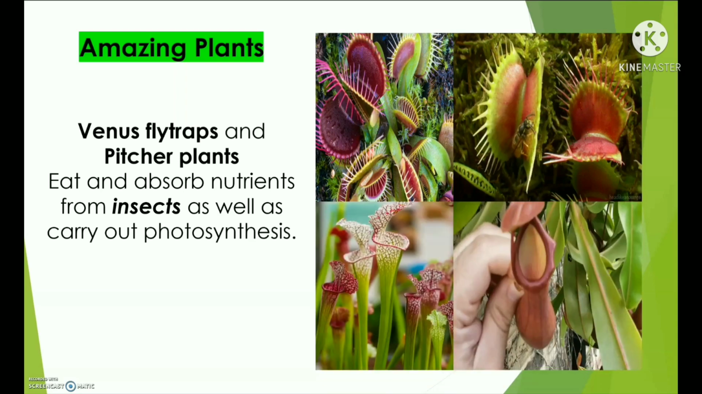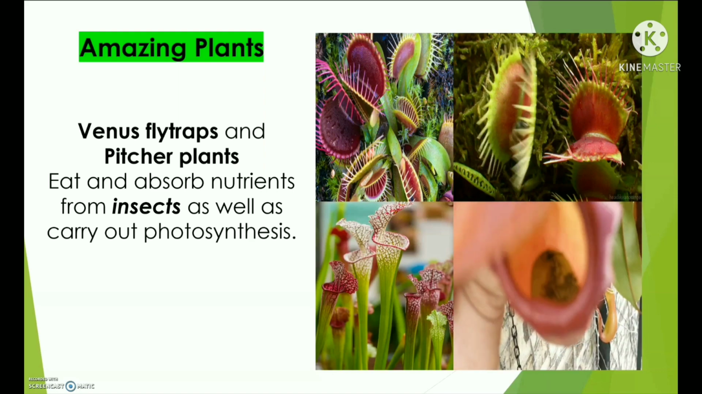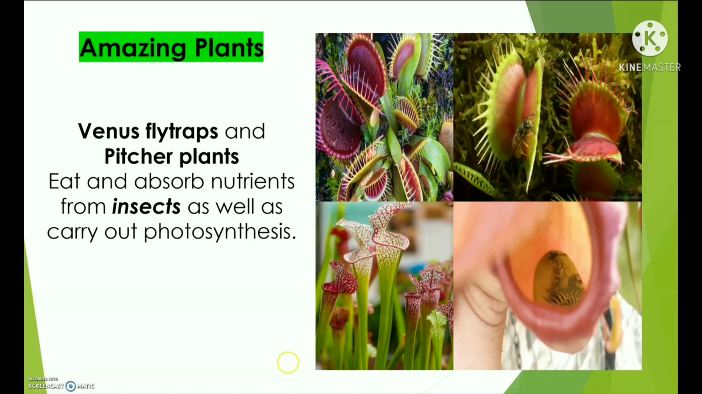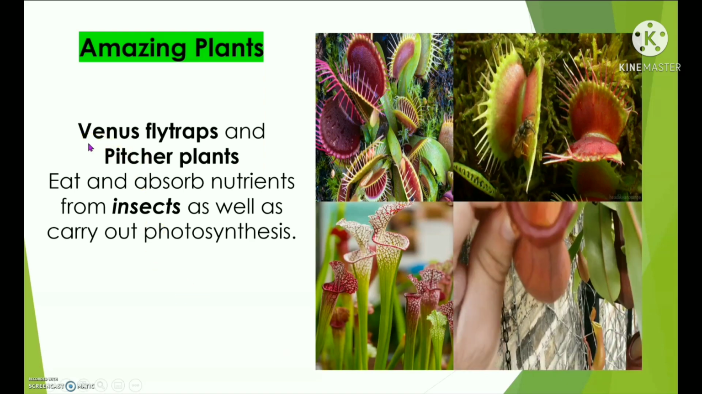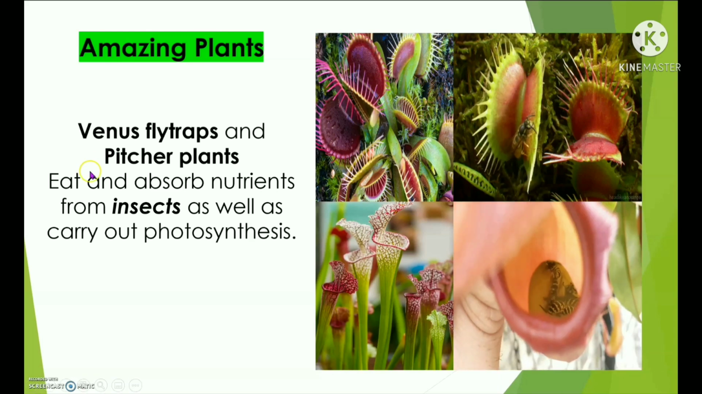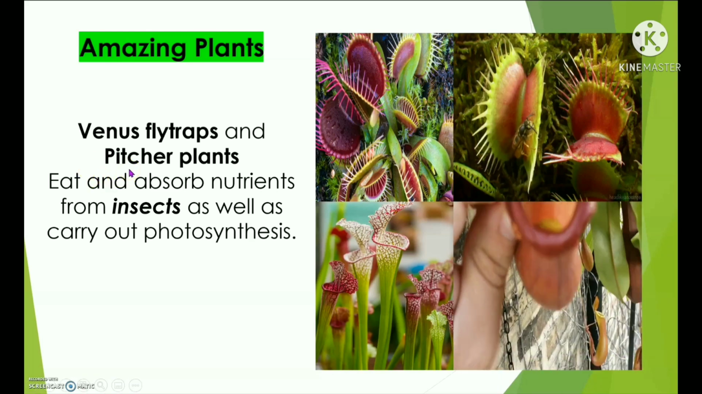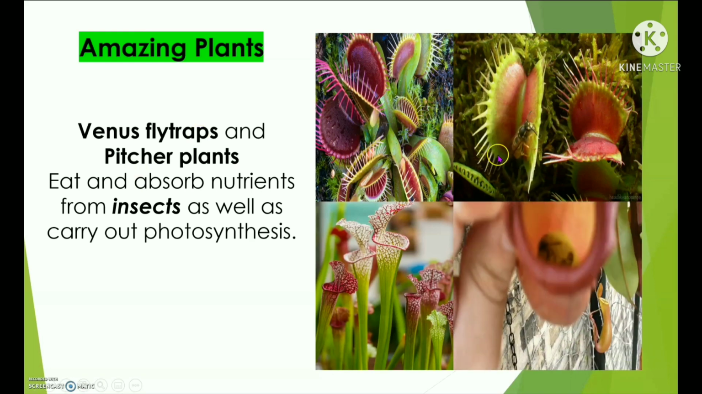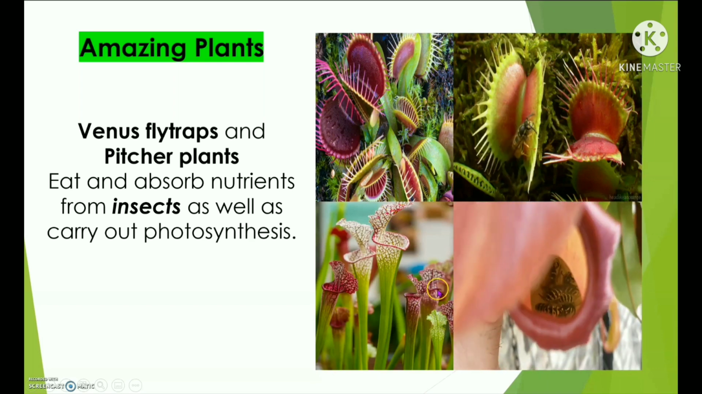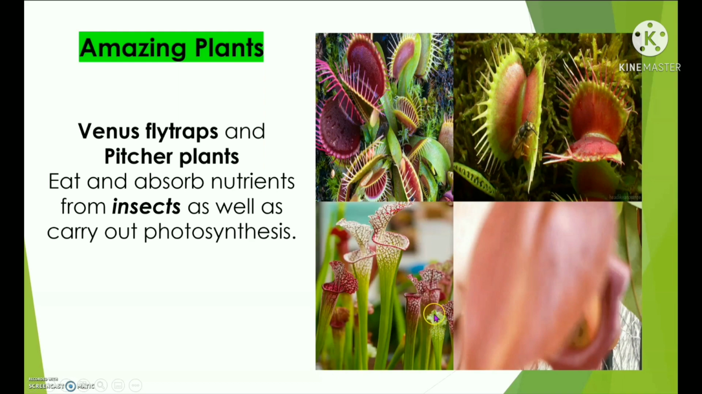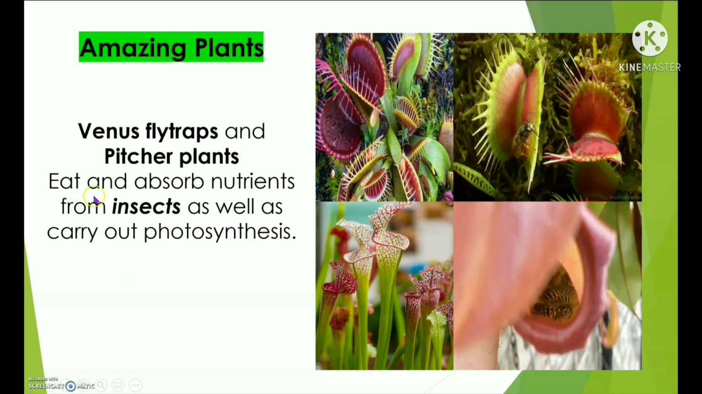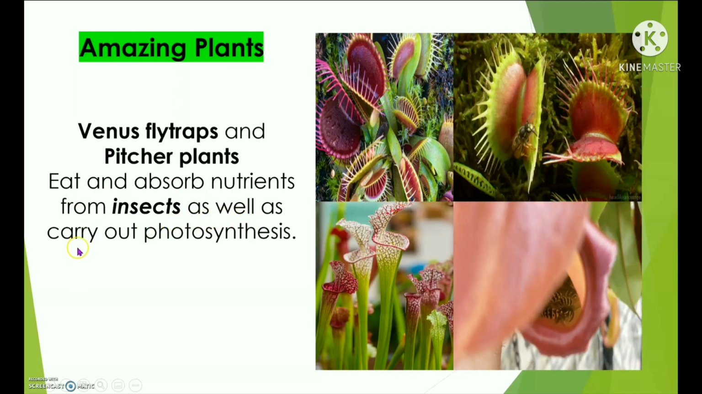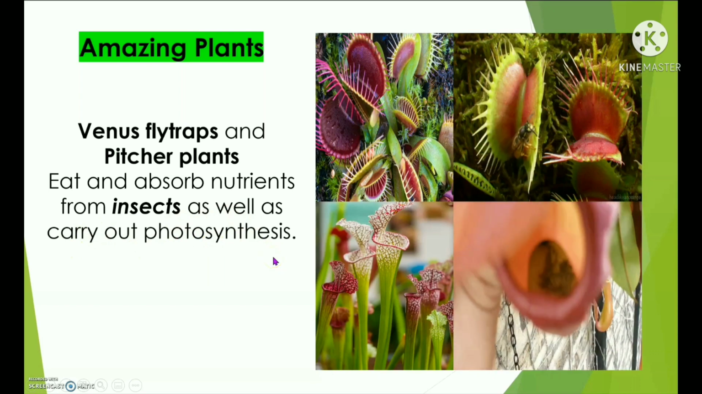The third amazing plant is the Venus flytraps and pitcher plants. Everybody repeat after me. Venus flytraps and pitcher plants. Very good. So this is the Venus flytraps and this is the pitcher plants. Let's read the paragraph first. Eat and absorb nutrients from insects as well as carry out photosynthesis.